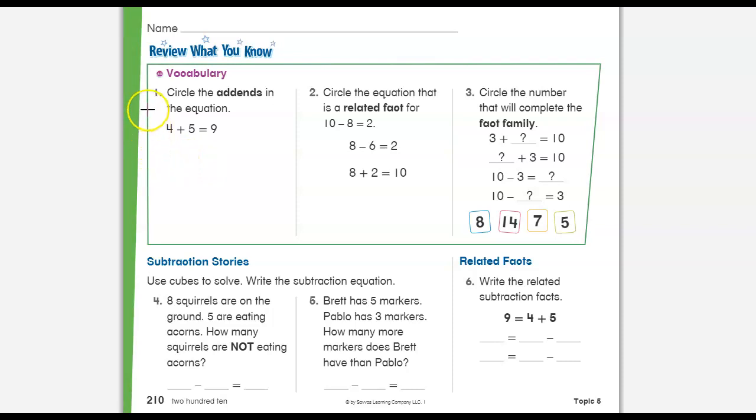So on number 1, we talked about we needed to circle the addends in the equation. The addends are the numbers in the equation that you are adding together. So in the equation, 4 plus 5 equals 9, our 2 addends to circle would be 4 and 5.